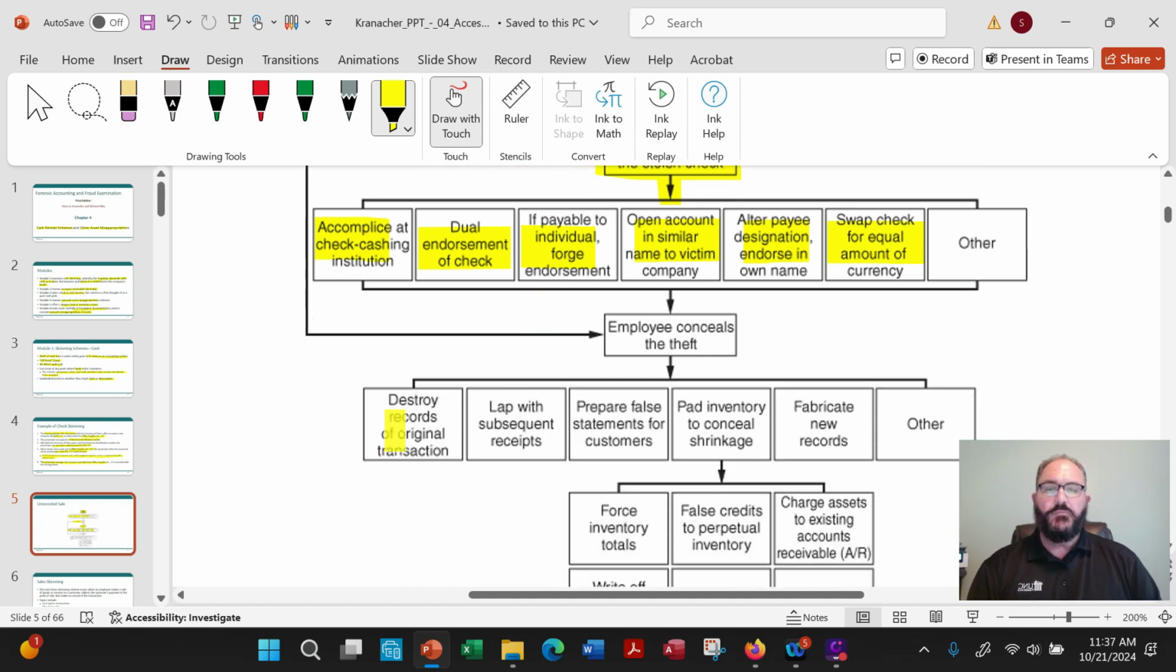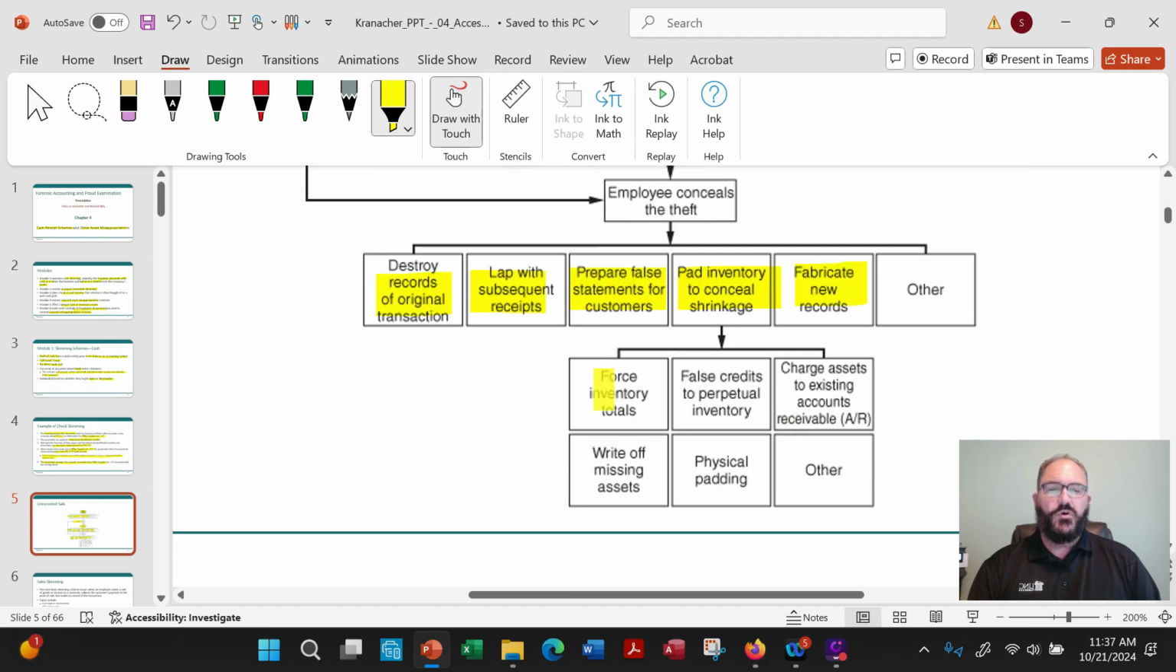Now, what if it was by currency? We go down here to the bottom. Destroy the transactions, lap the receipts. We'll talk about lapping in just a little bit. False statements from the company, pad inventory, fabricate records. So there are all different types of things here you could take a look at. But I just want to show you.